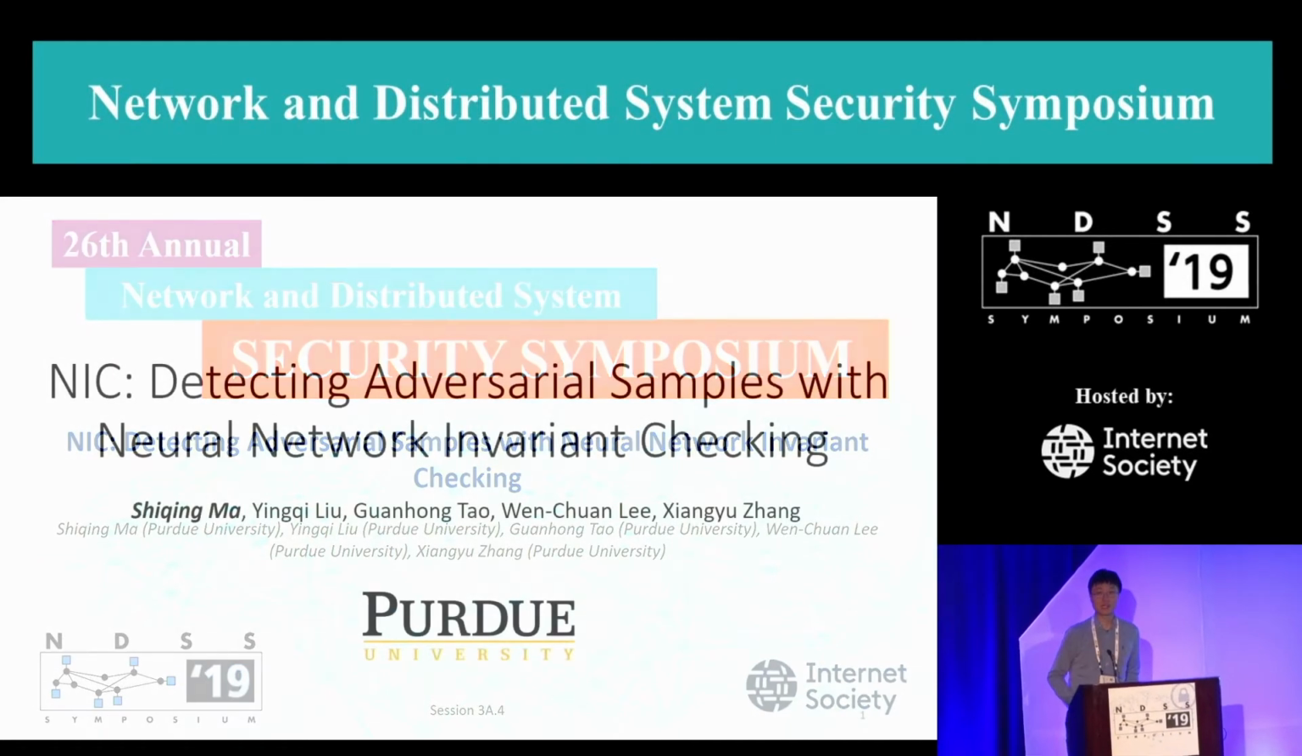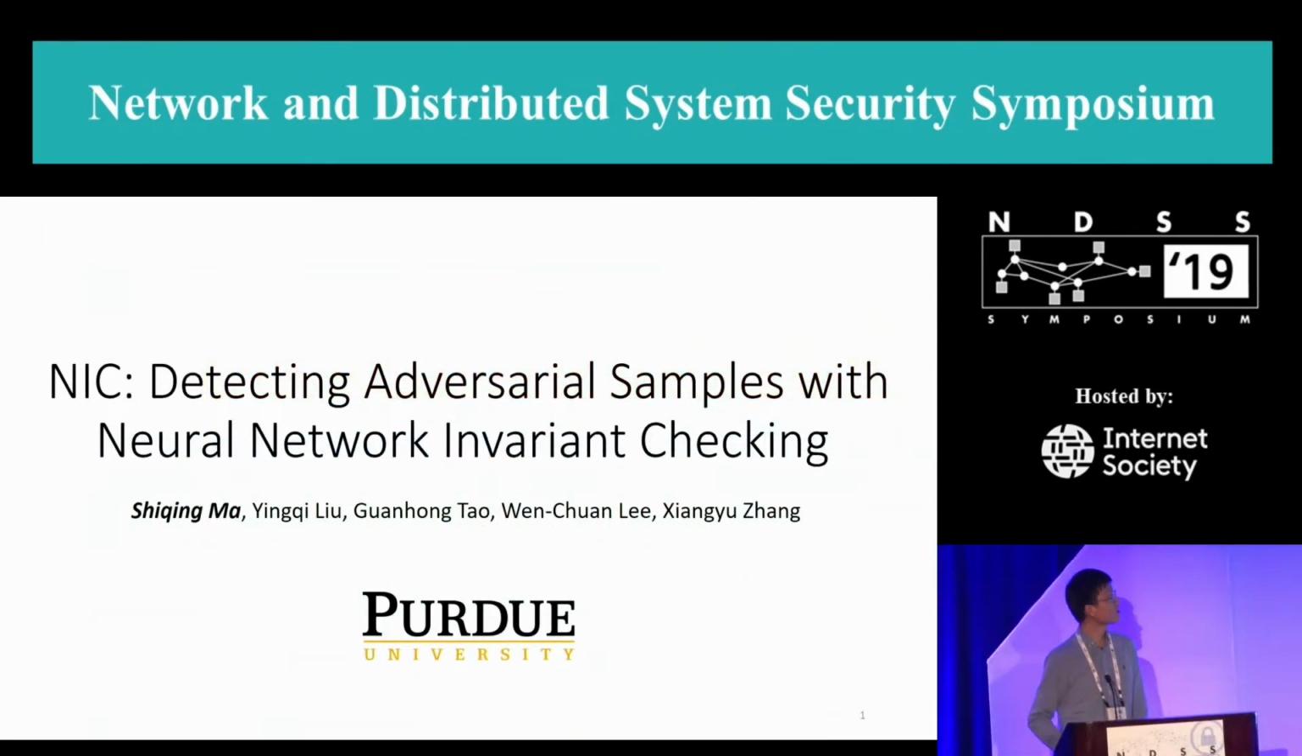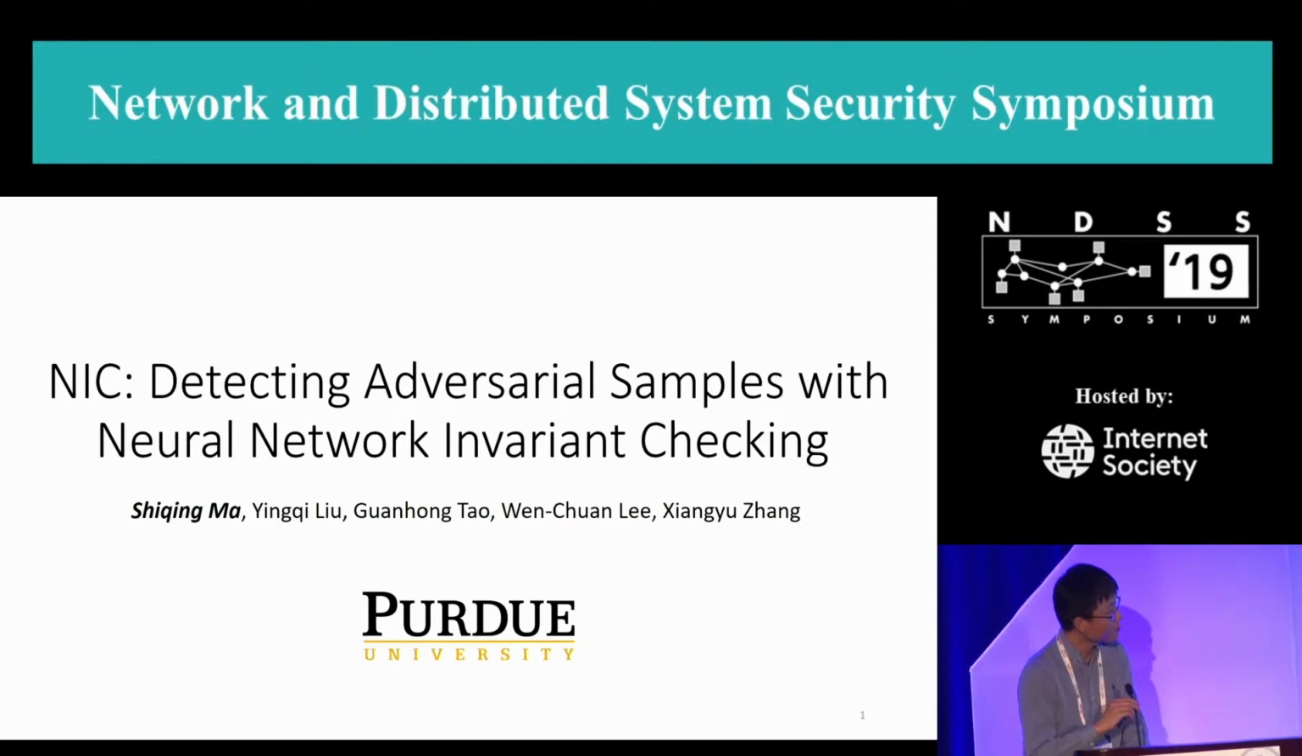Hello, everyone. Good afternoon. Welcome to my talk, NIC: Detecting Adversarial Samples with Neural Network Invariant Checking. I'm Shiqing Ma from Purdue University. This is joint work with my colleagues Yingqi Liu, Guanhong Tao, Wenchuan Li, and my advisor, Xiangyu Zhang.